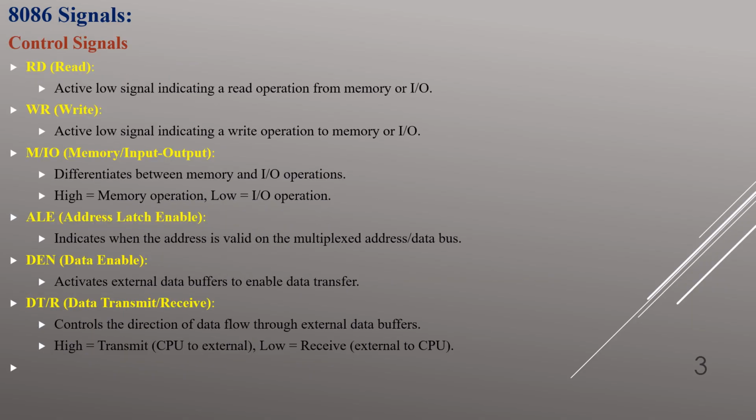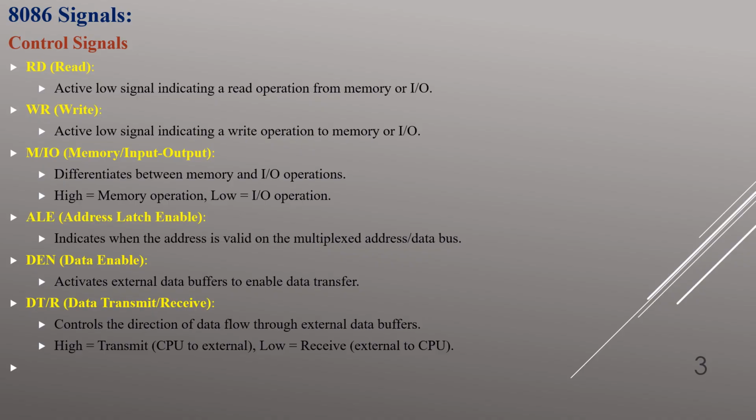The control signals. The main control signals in the 8086 microprocessor include RD, that is read, write, memory input output, address latch enable, data enable and data transmit receive. Clear? So what are these?